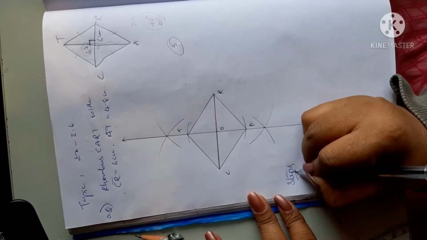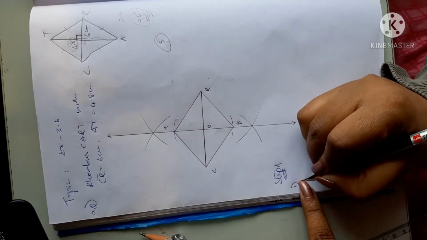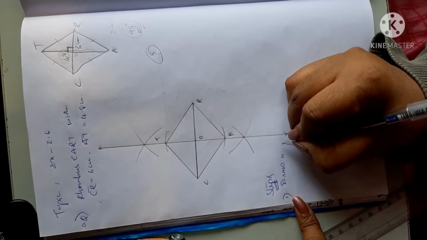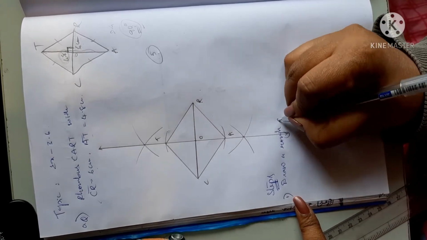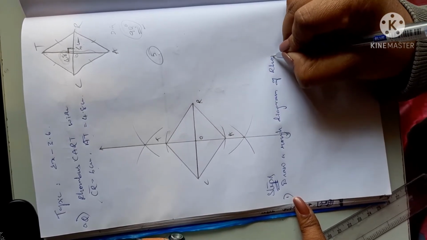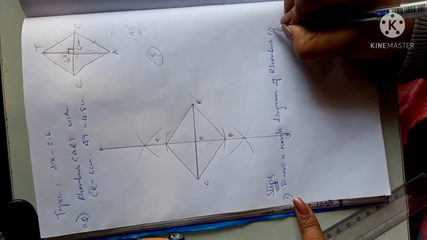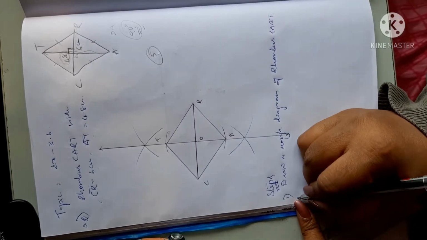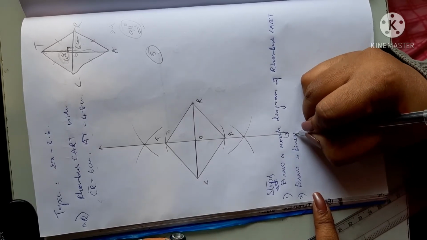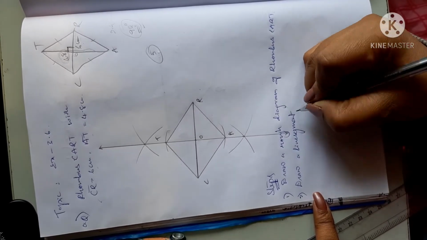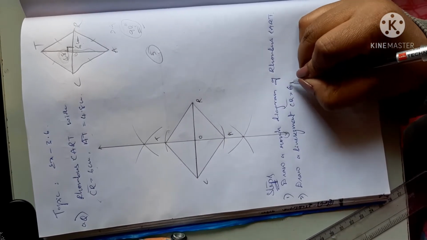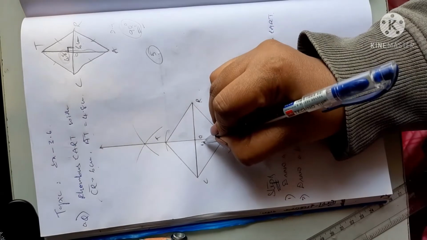Whatever you have drawn, in the same way you need to write steps. Now what is the first step? Draw a rough diagram of rhombus CART. Now second, what you have done, draw a line segment CR equals 6 centimeters. Here is 6 centimeters.